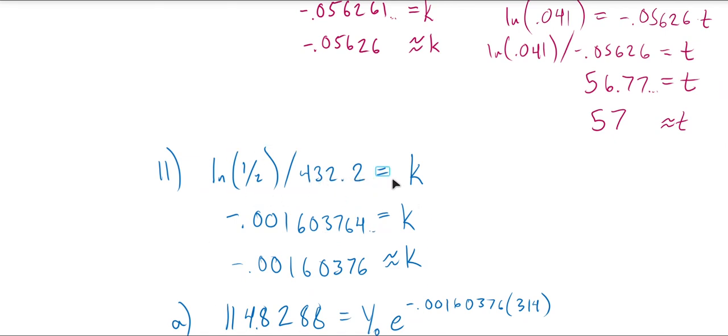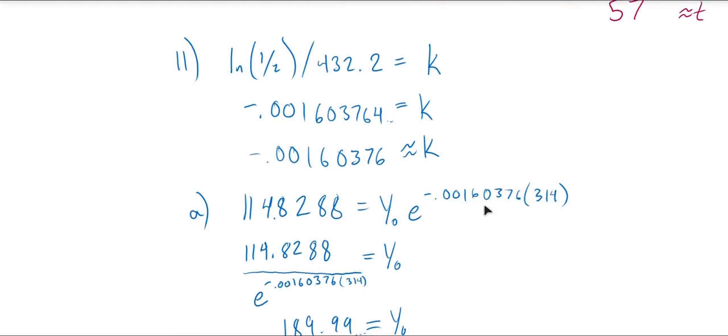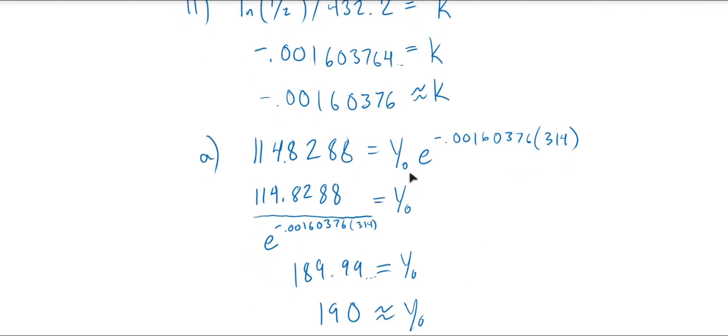I'm going to stop with the initial steps. We've seen that they're the same each time. You're taking ln of 1/2 and dividing by the half-life. This gives us our rate constant k. But now we can plug that in to solve for what we get after 314 years have passed. This means solving for y naught, which means dividing this proportion over, and that gets us 189.99, or about 190 for our initial amount.